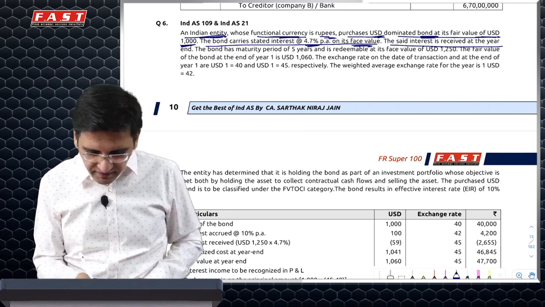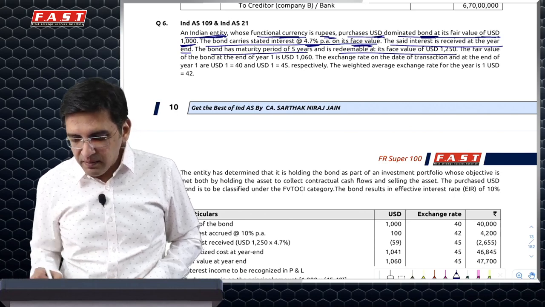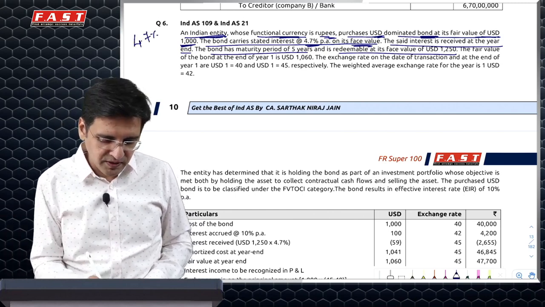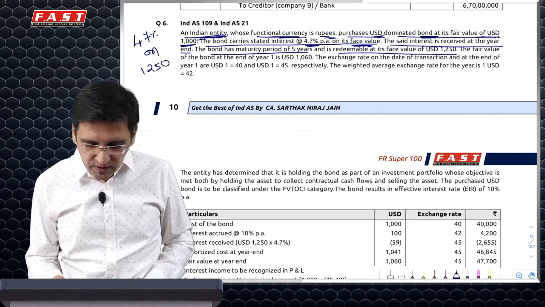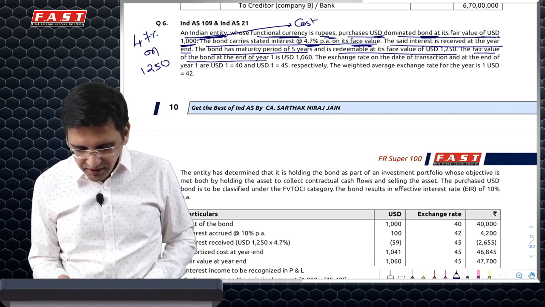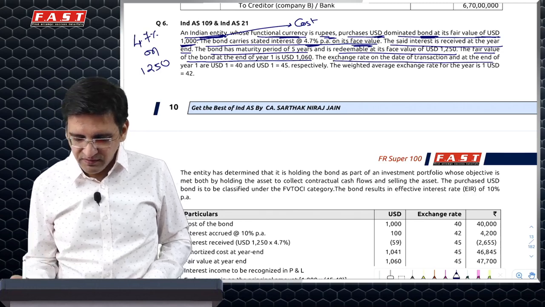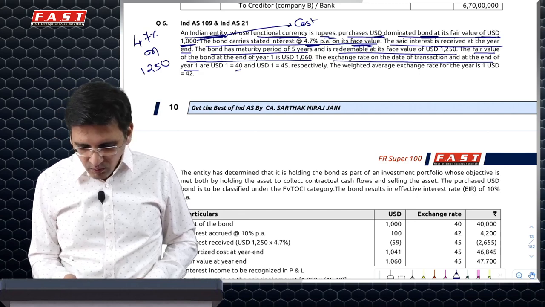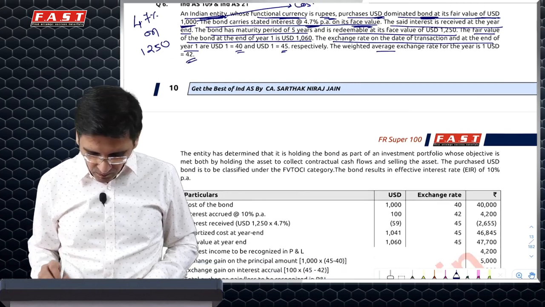The said interest is received at year end. It has a maturity of 5 years and is redeemable at a face value of 1250. Which means that you will be getting 4.7% on 1250 because that's the face value, and 1000 is actually your purchase price. The fair value of the bond at year 1 end is 1060. This is the fair value. The exchange rate on the date of transaction and at the end of year 1 is 40.45, and the average exchange rate is 42.